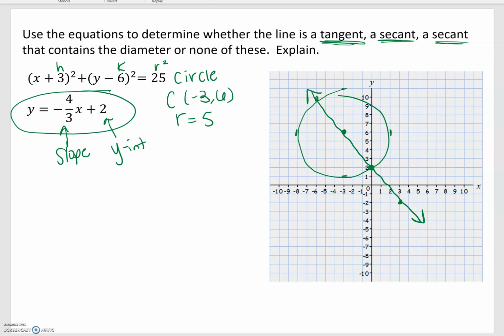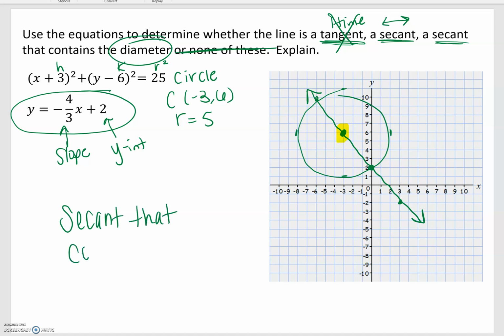Okay, remember that a tangent only touches the circle one time. Okay, this goes through the circle, so it's not a tangent. Then my other options are a secant that contains the diameter, or none of these. Remember that a secant is a line that crosses through the circle. So at this point, I know it is a secant. So it's not going to be none of these. But is it a secant that contains the diameter? Okay, so remember, diameter goes right through the middle of the circle. So did our line go through the center of this circle? Okay, and the answer is yes. So this is a secant that contains the diameter of the circle.